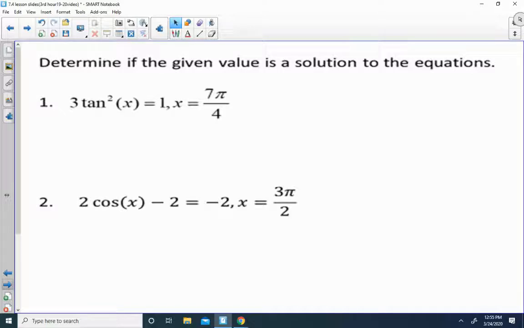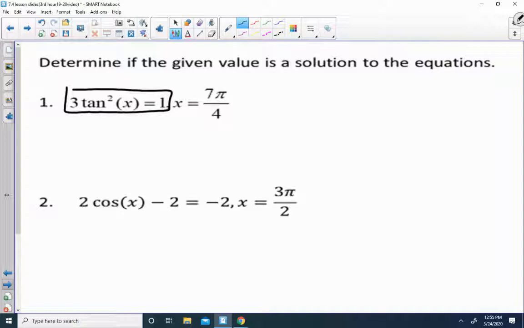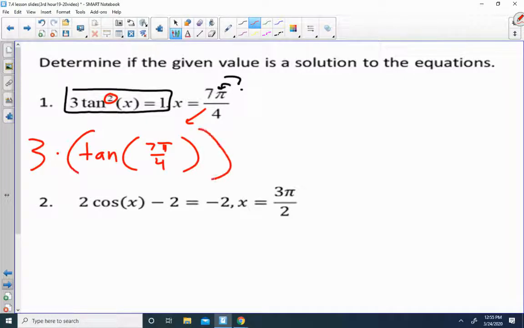So for the first example, we're given that 3 times tangent squared x is equal to 1, and we need to ask, is this solution going to work for that? This is how we'll do it. We're going to do 3 times tangent x, or in this case, the x will be 7 pi over 4. Remember that the tangent is squared, so you're going to take tangent of 7 pi over 4 and then square it. This is literally a plug and chug scenario.